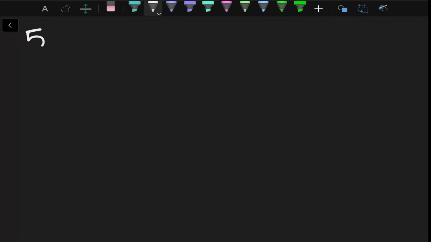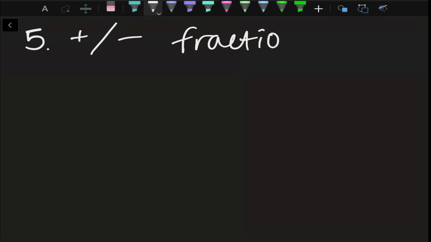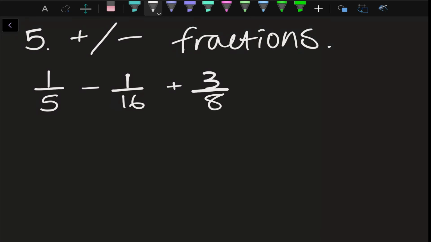Question 5. Adding and subtracting fractions. Just threw together one question that we can do at the same time to practice. So 1 over 5 minus 1 over 16 plus 3 over 8. So awesome, we have more than one thing. You might want to take a look at BEDMAS.